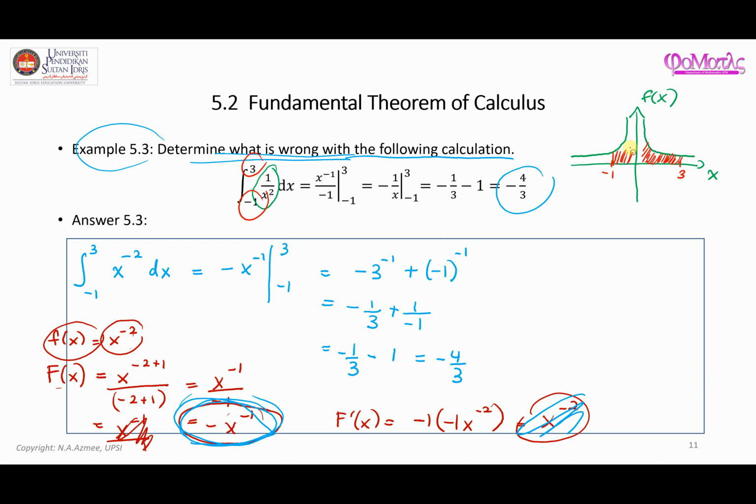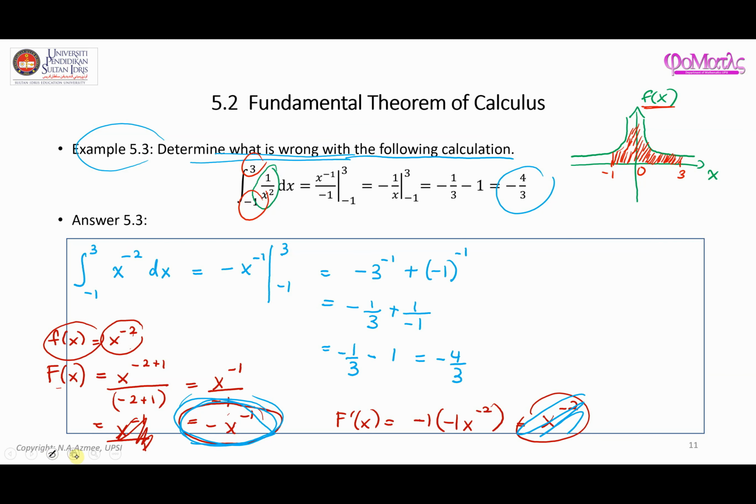Okay, and what is wrong with this graph? Now I hope that you can see there is something wrong with this problem, because at point 0, the function f(x) is actually discontinuous, and that is the problem with this question.